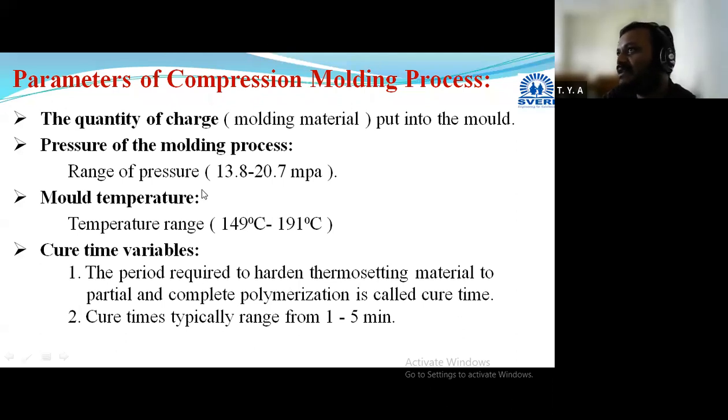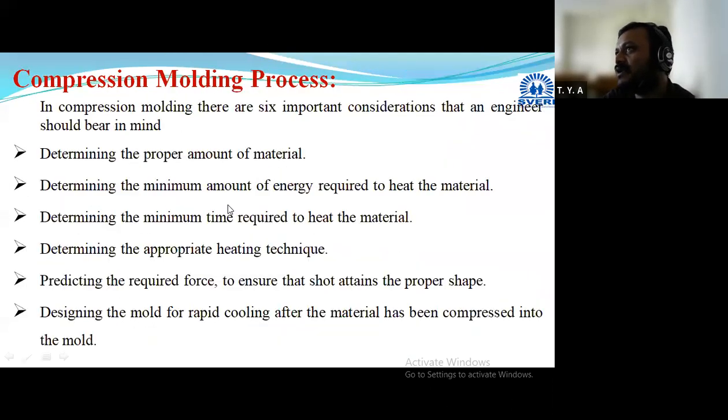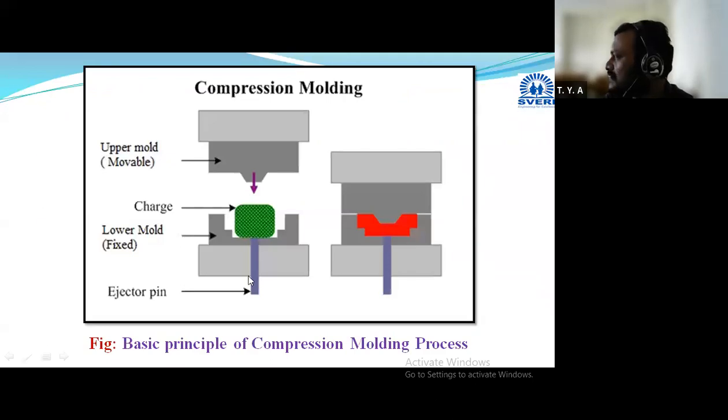Now I will take the review of the compression molding process. I will explain the working principle in short. Yesterday we discussed it in brief. This is the compression molding process. It consists of the mold, which is divided in two parts. This is the lower part of the mold, and this is the upper part of the mold. The lower part is fixed, and the upper part will be movable.